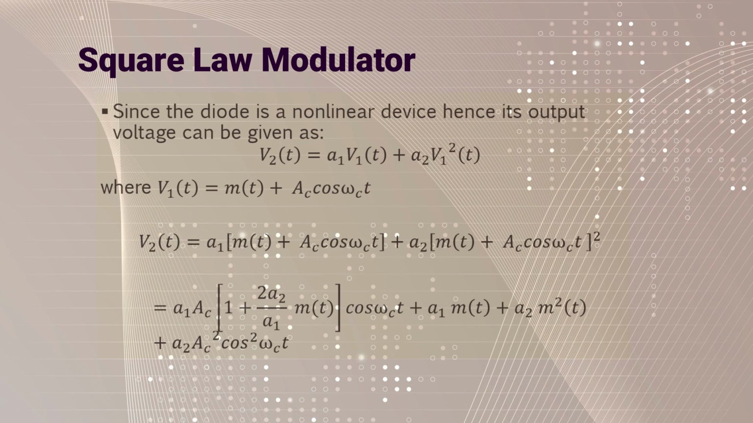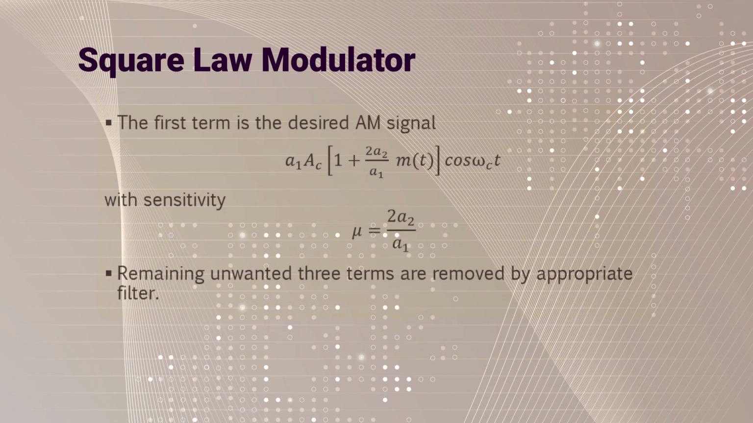Now this signal is passed through the band pass filter, and the first term is the desired AM signal, which is given by a1 Ac cos omega c t, whole multiplied by 1 plus 2 a2 upon a1 m(t), with sensitivity mu equal to 2 a2 upon a1. The remaining unwanted terms are removed by the appropriate band pass filter.